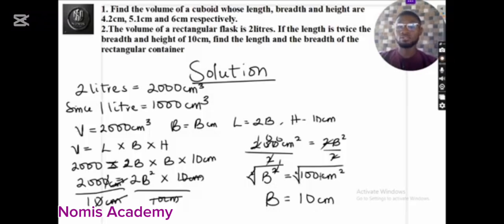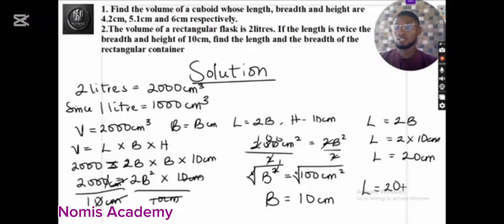Remember the question says the length is twice the breadth, and height is 10 centimeter. Now that I've gotten the breadth to be 10 centimeter, and the length L equals 2b, then L equals 2 times 10 centimeter. So the length is equal to 20 centimeter. My final answers are L equals 20 centimeter, while the breadth is equal to 10 centimeter.